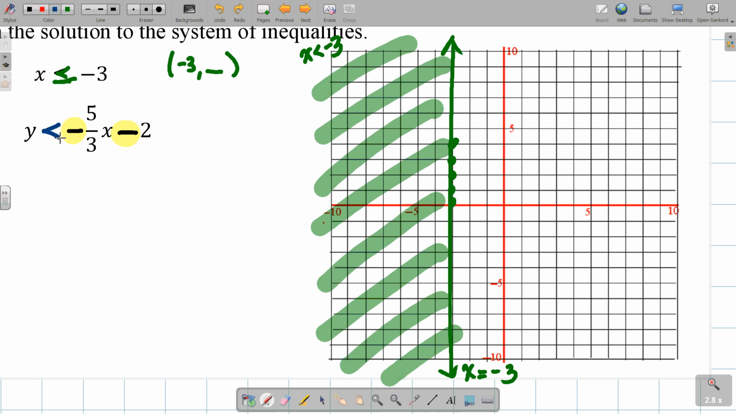Okay, coming to this one, because that is a less than sign and not an equal to sign, keep that in mind. That means your line, whatever it is, has to be dotted. So you start by treating this as if it's y equals mx plus b, because that's what you're used to seeing. So we're going to start by graphing our intercept, which is -2.